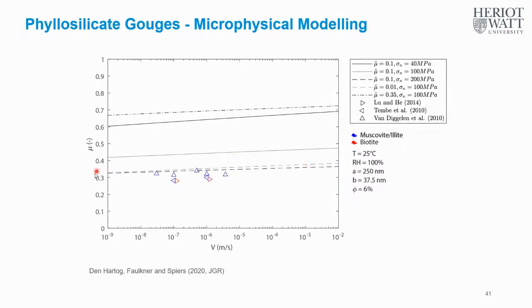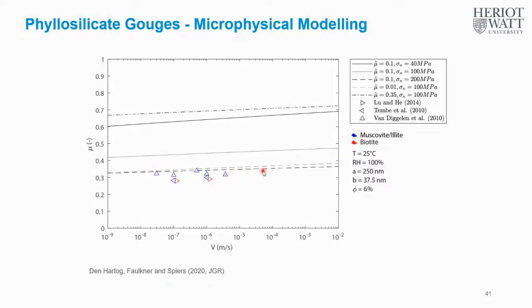This is also a figure which you've seen before. This was the friction coefficient versus the slip velocity. Again, it depends on the parameters chosen, but the model does predict an increase of the friction coefficient with slip velocity. So it predicts velocity strengthening behavior, which was similar to what experiments have shown.